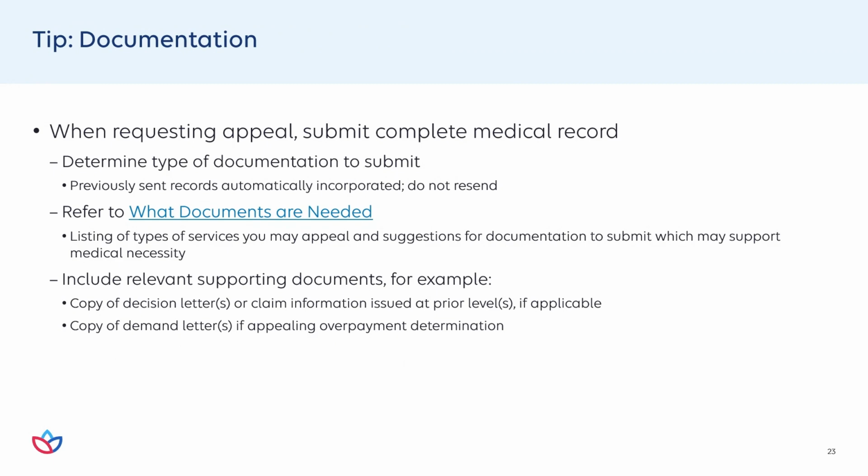Any previously sent medical records are automatically incorporated into your appeals case. Don't resend those. There's a really nice article on our website titled "What Documents Are Needed?" It includes a listing of types of services that you may be appealing and suggestions for documentation to submit that may support medical necessity.